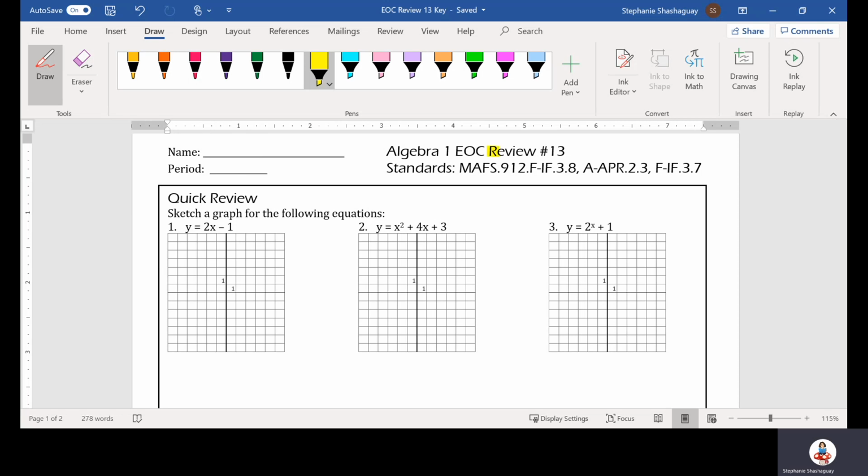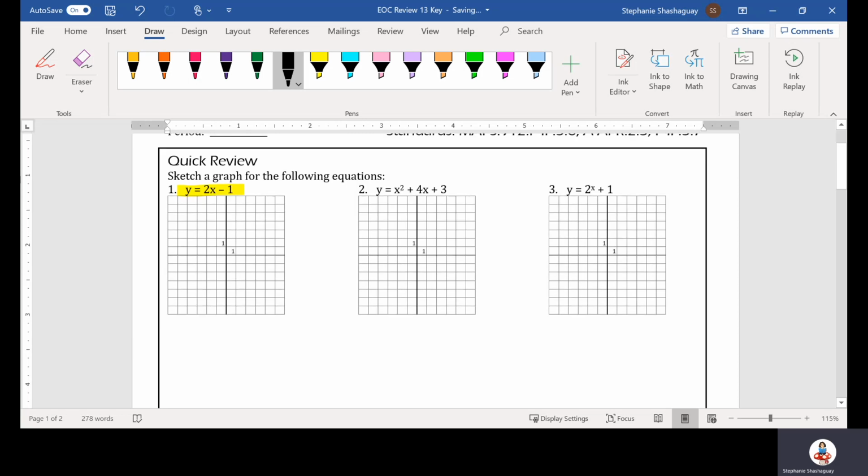All right, in this video, we're going to do review number 13. So in number 1, we need to graph the linear function y equals 2x minus 1. And I know that this is a linear function because I don't have a squared term and because my x is associated just with a coefficient and is not an exponent.